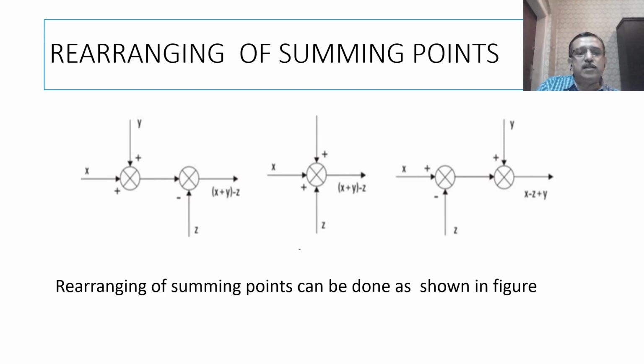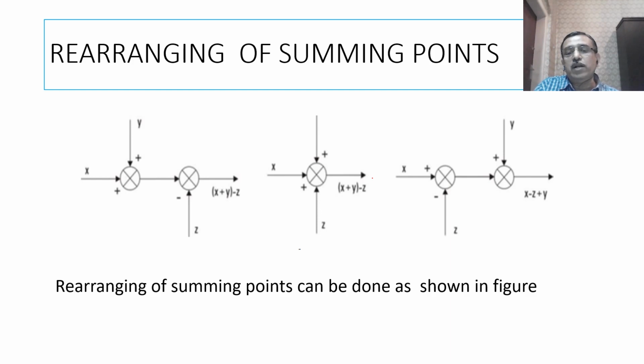The signal here is x, signal here is y. So the signal here will be what? x plus y, and signal coming out of this will be x plus y minus z. So these two are called summing points. Instead of having two summing points, maybe we can have one summing point. So here also, what is the signal coming out? It is x plus y minus z.